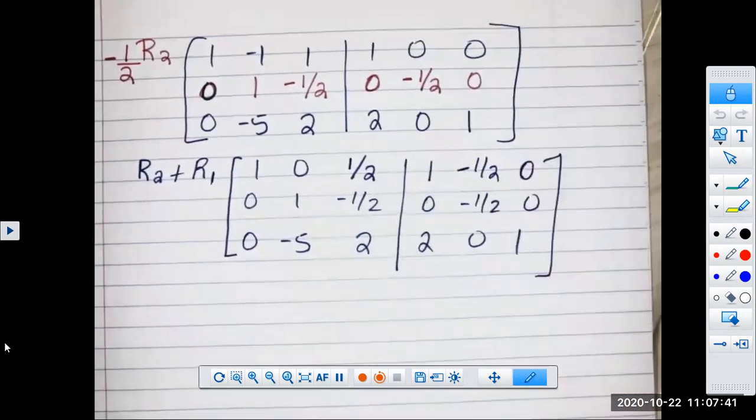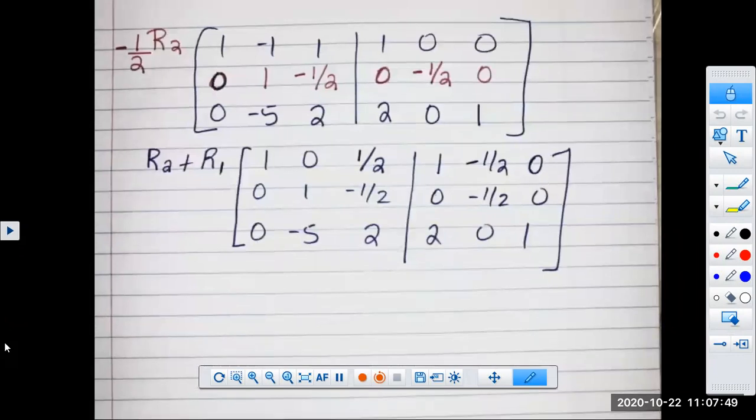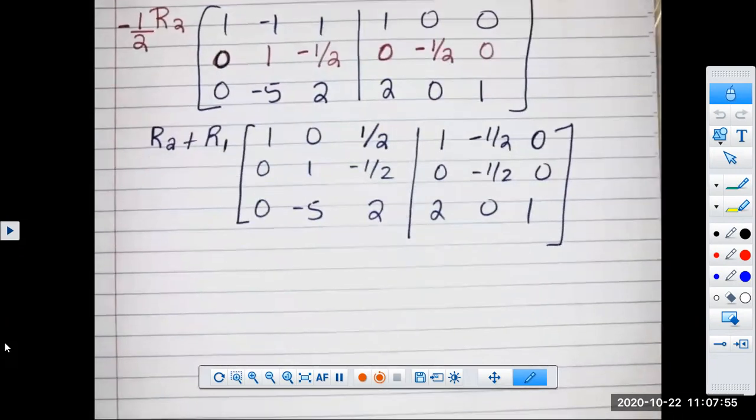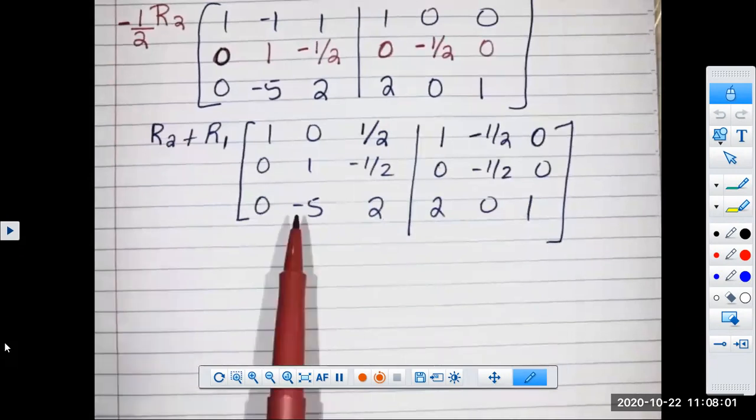Are y'all okay so far? Okay. It's a lot of work. I told you you're not going to like a 3 by 3 inverse. How are we going to change negative 5 to 0?